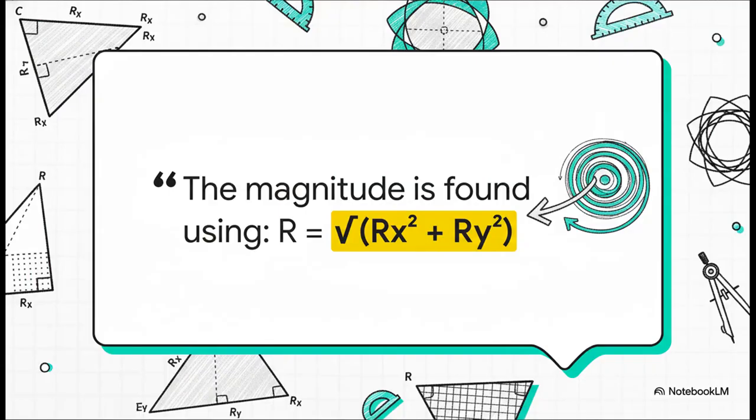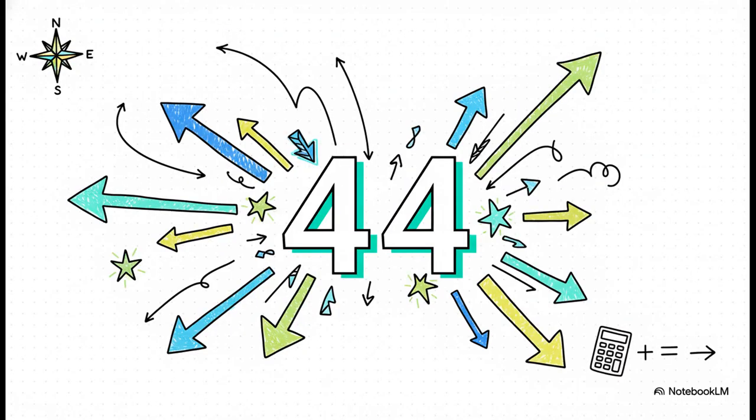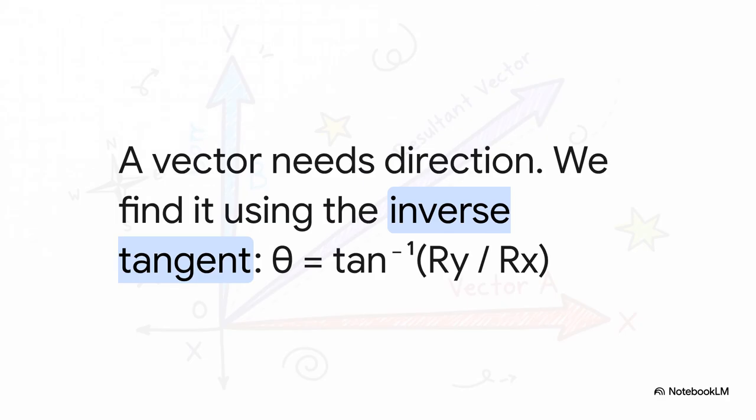So how do we find the overall strength, or the magnitude, of our final vector? Well, we get to use an old friend, one of the most fundamental tools in all of geometry, the Pythagorean theorem. We just plug our two totals, Rx and Ry, right into the formula. Because they form the legs of that right triangle, the hypotenuse, which is the actual length of our final vector, is just a simple calculation away. Square them, add them, take the square root. And when you run the numbers, you get 44 units. And that's it. That is the combined strength, the single net force of all 4 of those original vectors pulling together.